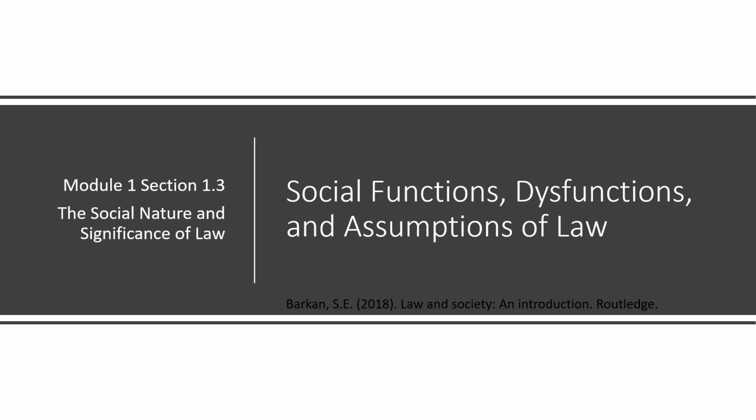Law operates as a dynamic social institution that strives to balance its functions of maintaining order and fostering change, but it grapples with dysfunctions that can hinder justice. So, understanding these dynamics is essential for being able to critically assess the effectiveness and the fairness of the criminal justice system. So, let's explore some key functions, dysfunctions, and some assumptions of law with real world examples to help illustrate their impact.